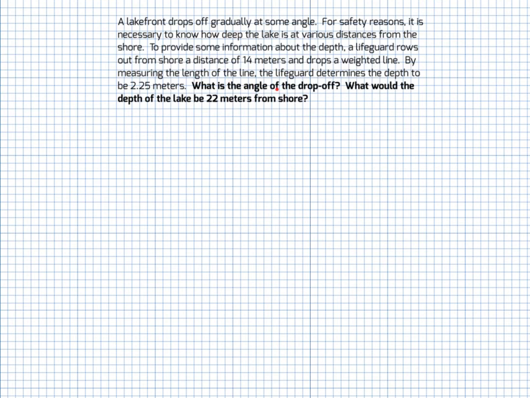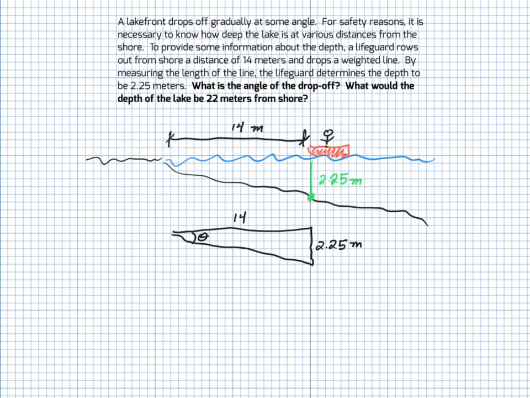So our first question here needs to tip you off right away that we're going to have to use one of those inverse trig functions, because we're trying to find the angle, or theta, if we call it that. So again, our first step is going to be to draw a picture. Here is the picture of the real world scenario. We have our lifeguard 14 meters out from shore, and he drops his line 2.25 meters. Now I've simplified that down into a triangle. It's not a great looking triangle, but you get the picture here.